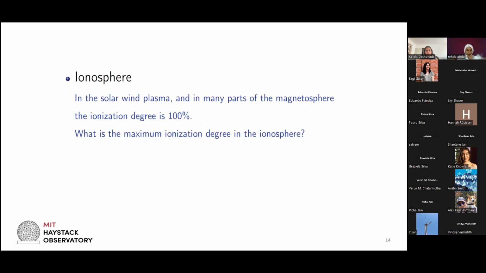All right, so I have another question here. In the solar wind plasma and in many parts of the magnetosphere, the ionization degree is 100%. Does anybody know what the maximum ionization degree is in the ionosphere? Just curious, and you can guess. Somebody has guessed 50. Does anybody else want to take a guess? Okay, 10%. All right, the answer is, are you ready? You're getting better. It's 1%.